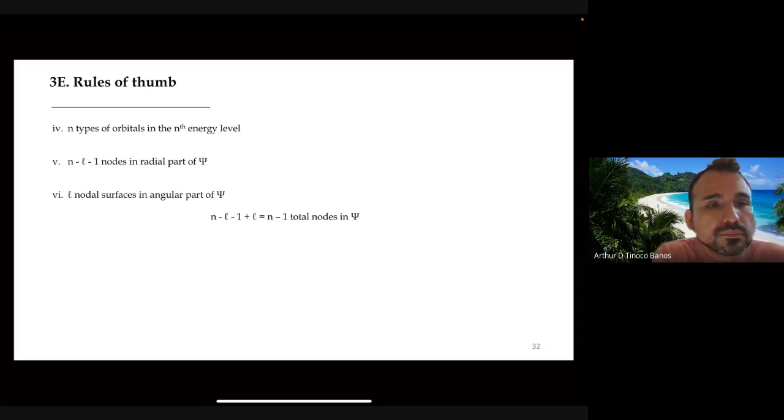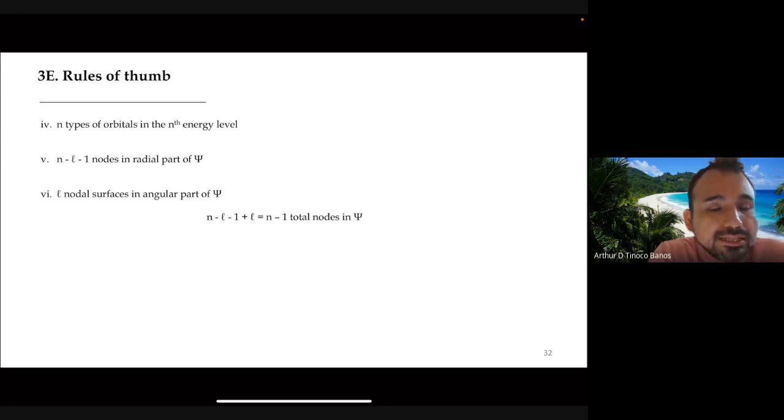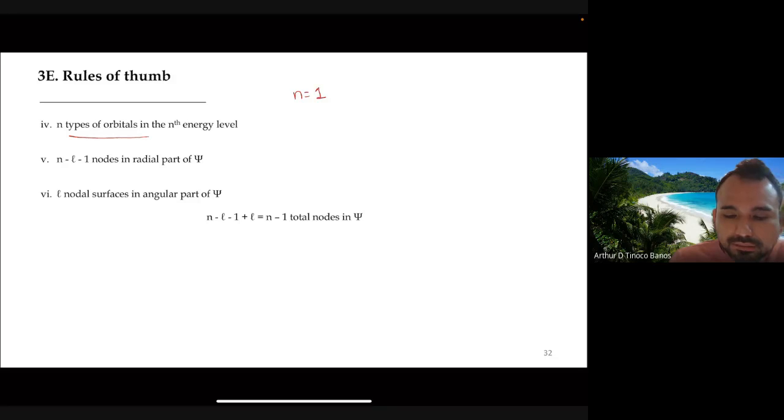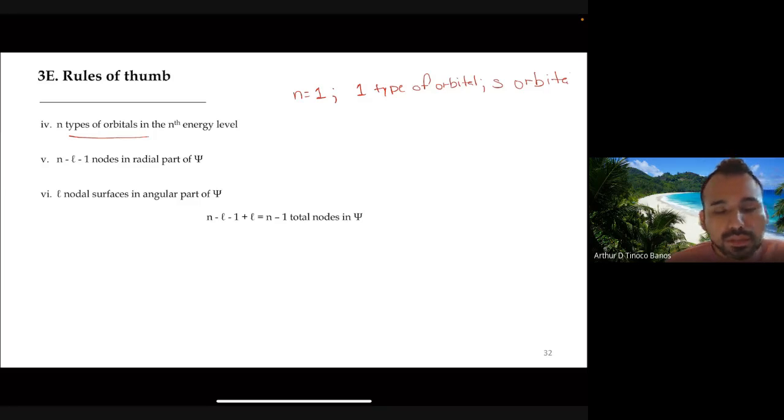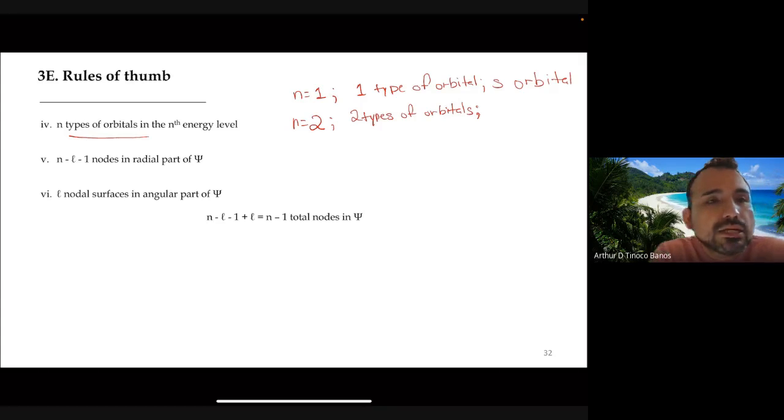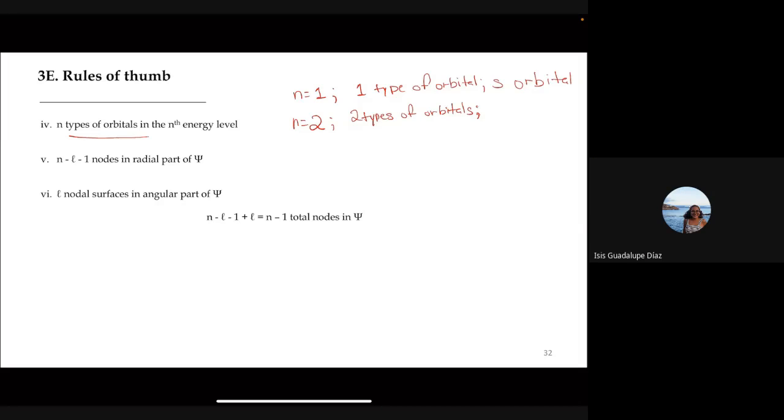Then there are n types of orbitals in the nth energy level. What does that mean? Well, if we have n equals 1, there can only be one type of orbital. And what is that one type of orbital? Well, that is the s orbital. n equals 2. According to this, there can only be 2 types of orbitals. Can anyone guess what those 2 types of orbitals are in n equals 2? S and p. S and p.